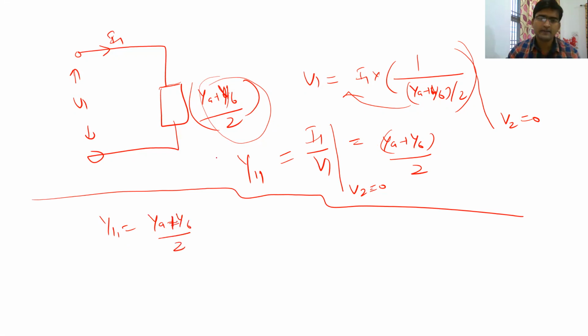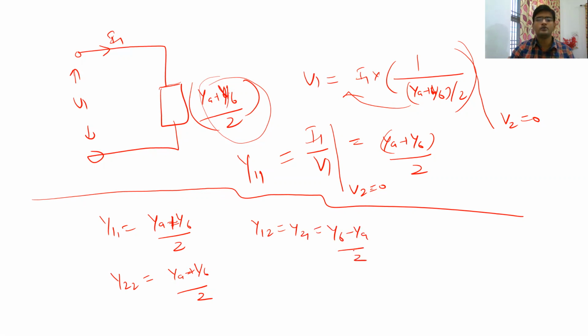So similar to this derivation, we can find the other values also. So we will get Y22 also as YA plus YB divided by 2. Everything is the same, just that it will be happening from the opposite side, or output side. And similarly, we will get Y12 equal to Y21 equal to YB minus YA divided by 2.